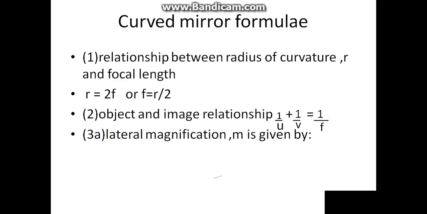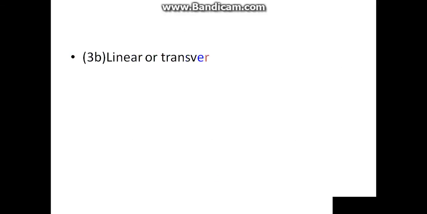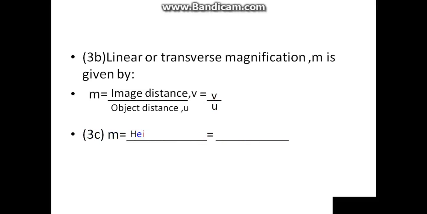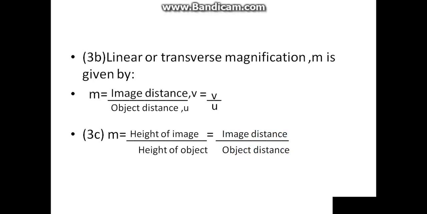3a. The lateral image magnification m is given by m equals height of image over height of object. 3b. Linear or transverse magnification m is given by m equals image distance v over object distance u, which is equal to v over u. 3c. Magnification is equal to height of image over height of object, equal to image distance over object distance.